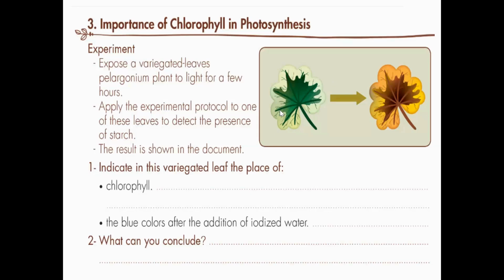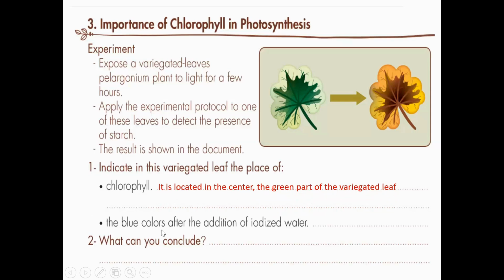Of course, we know that chlorophyll are green pigments found in the leaf, and they will give the leaf its green color. So this means that in this variegated pelargonium leaf, where is chlorophyll located? Of course, it is located in the middle or in the center of the variegated leaf. So it is located in the center, the green part of the variegated leaf. So here is the location of chlorophyll, where the green part is present.